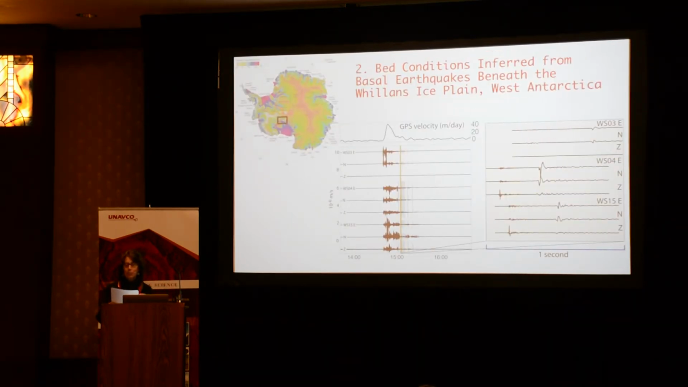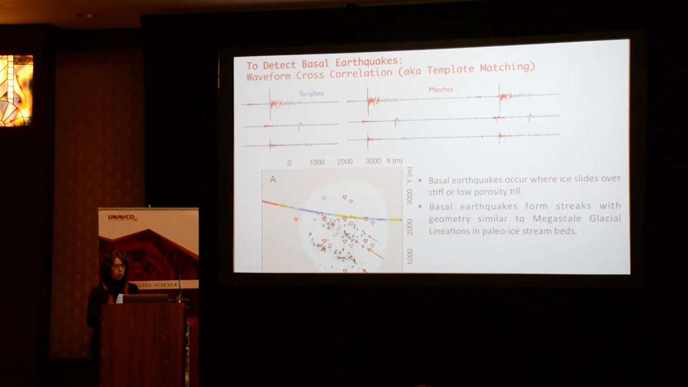I've also used template matching to identify thousands of small earthquakes that occur at the base of Whillans Ice Stream in Antarctica during its once-to-twice daily slip events. We use template matching to identify families of repeating earthquakes and locate them. These families aren't randomly distributed, but instead they define linear streaks that are parallel to ice motion. Our interpretation here is that basal earthquakes occur where deformable till is thinned and stiff, higher basal traction material is exposed.